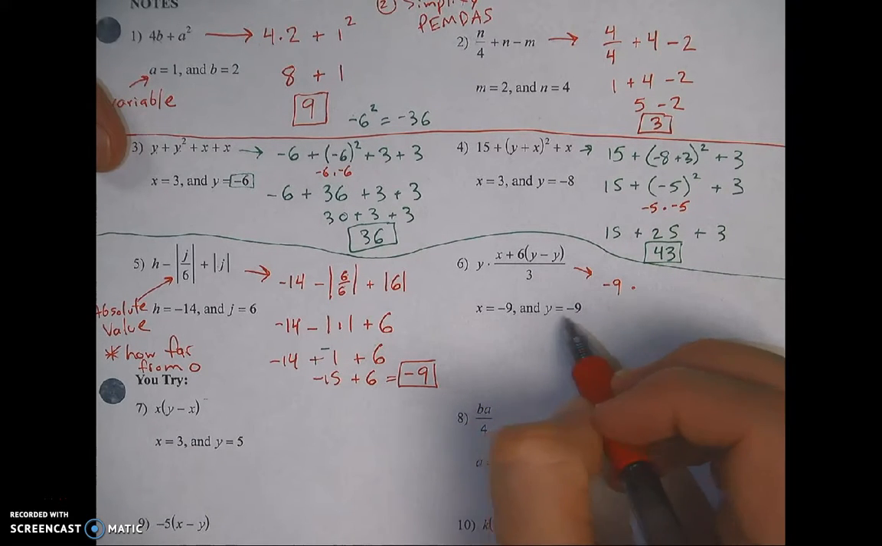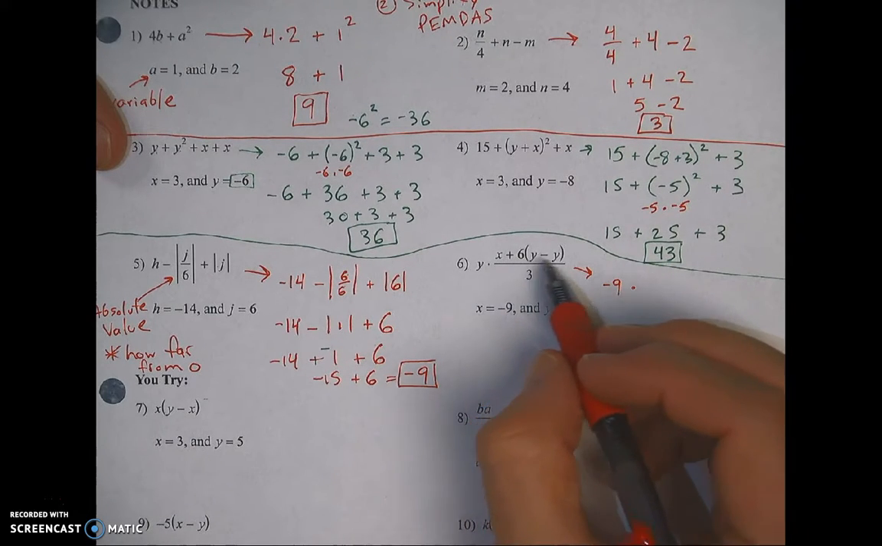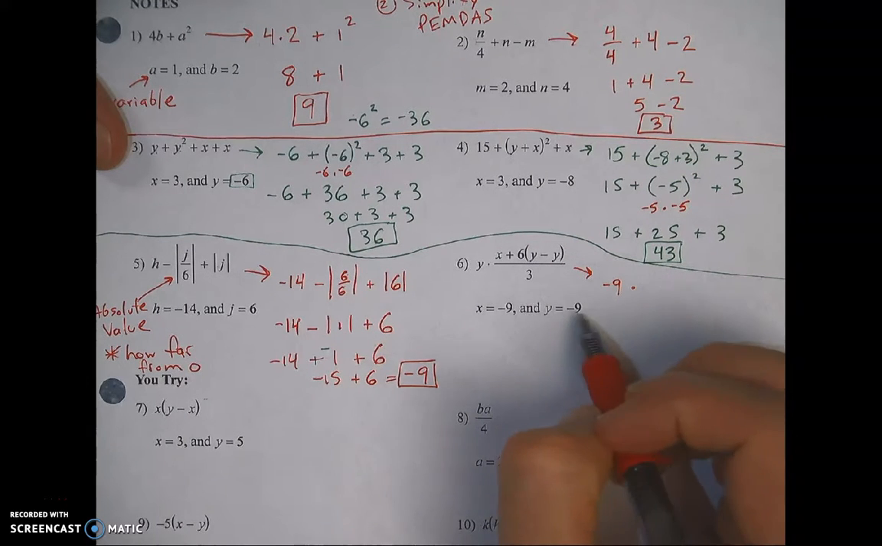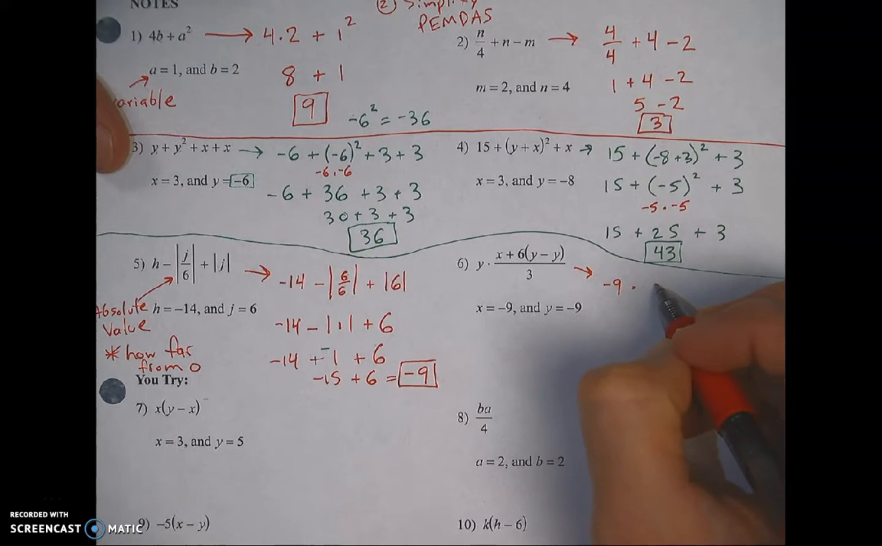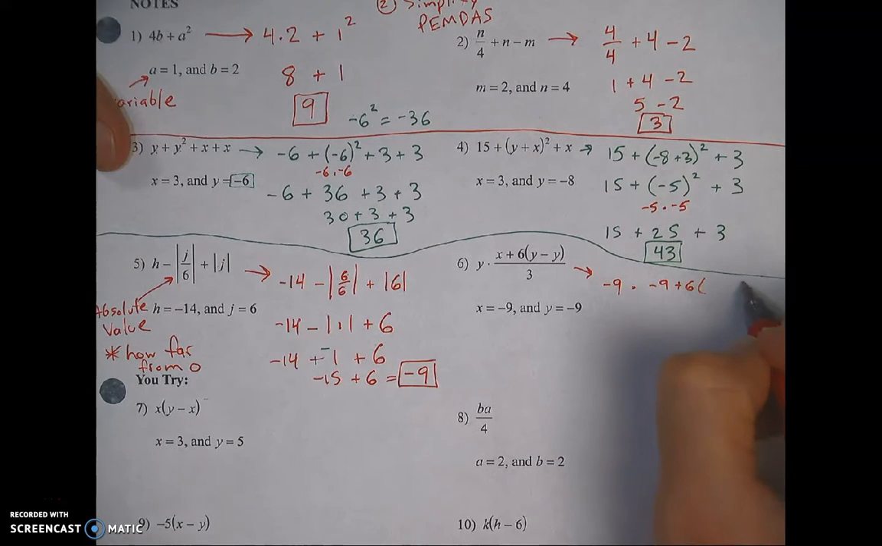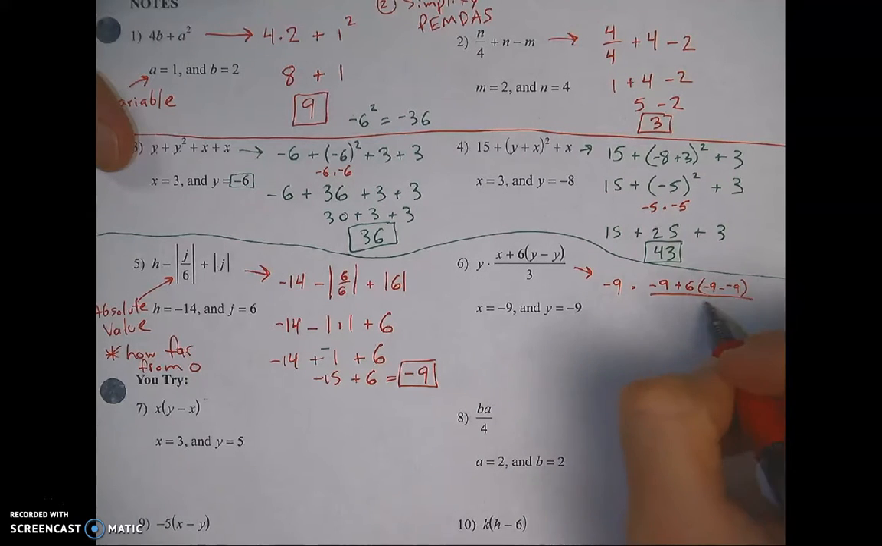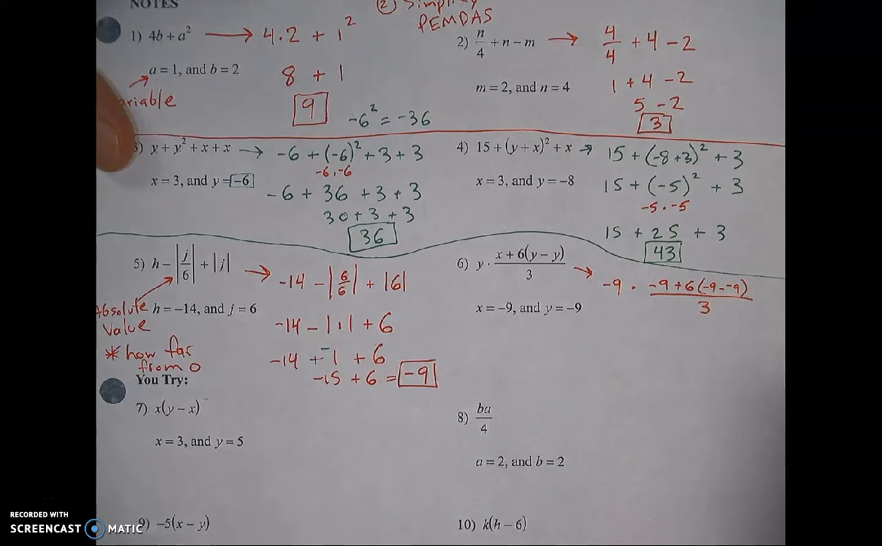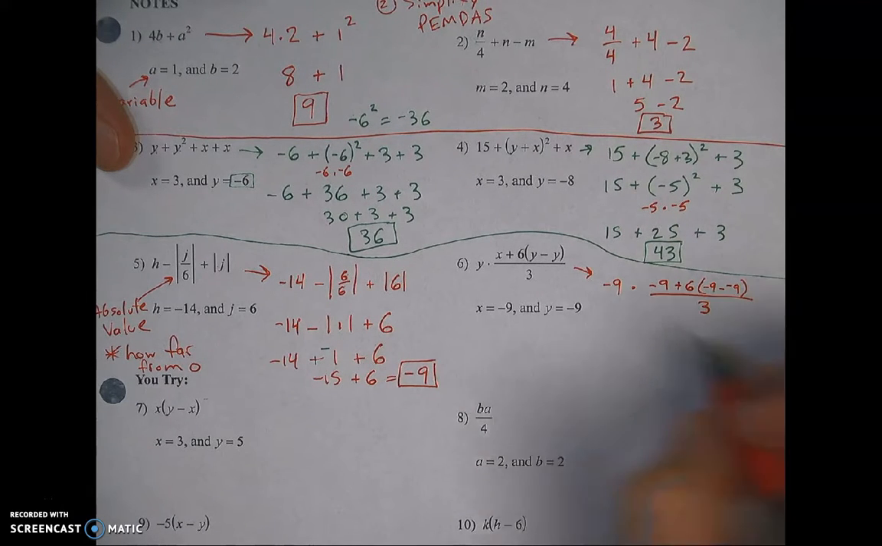So x is negative 9, y is negative 9. So everywhere I see a variable, I'm putting a negative 9. So up top, it's negative 9 plus 6 times the quantity. So this is 6 times this whole thing. Negative 9 minus negative 9. That whole thing's over 3. Okay, so I'm going to just bring this down and kind of work one at a time here.